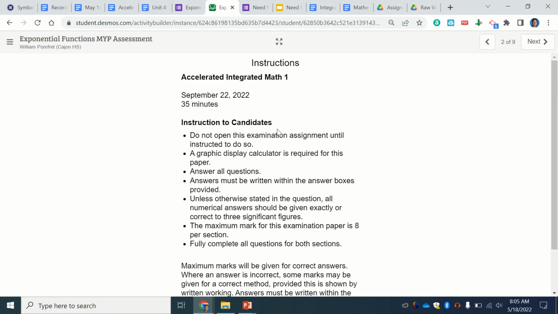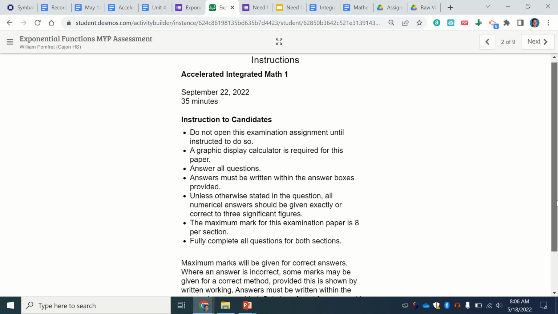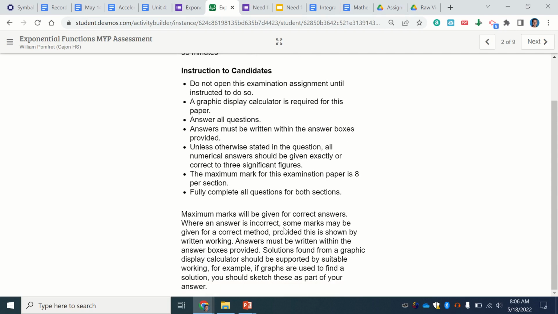It gives us instructions that say do not open the examination until you're instructed to do so. You can use a calculator. Answer all the questions. Answers must be in the boxes that are provided. You should always round to 3 significant figures, meaning round to 3 decimal points. The maximum amount you can get for each section is 8 points. And fully complete all questions for both sections. Maximum marks will be given for correct answers. We'll go ahead and click next.